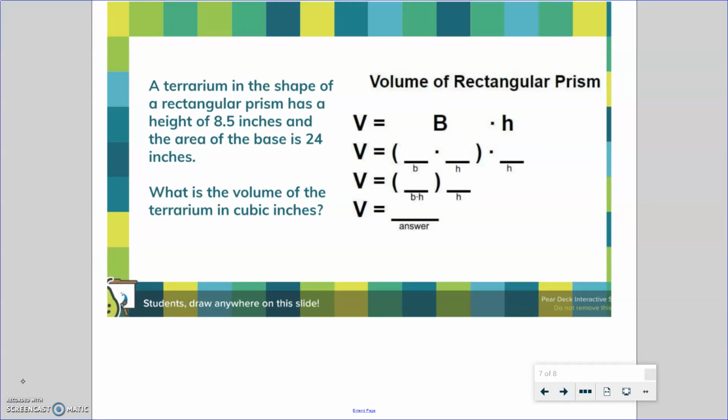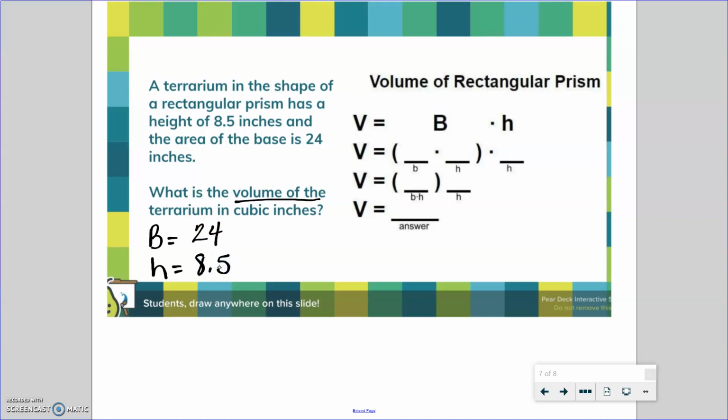It says a terrarium in the shape of a rectangular prism has a height of 8.5 inches, and the area of the base is 24 inches. What is the volume of the terrarium in cubic inches? So once again, here I can also just label what my area of the base is and what the height of the prism is. The area of the base is 24 inches, and then the height is 8.5 inches.